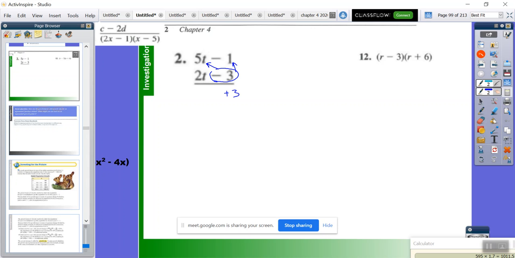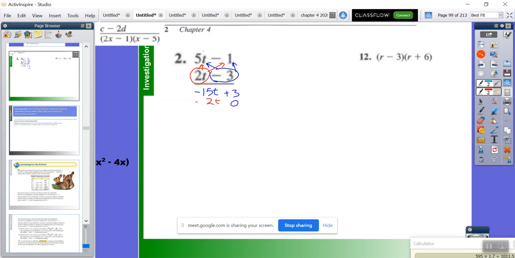What is -3 times 5t? -15t. All right. So then in normal multiplication rules, we put a 0 or a placeholder there, right? Mm-hmm. So then we're going to do the same thing with the 2t. We're going to multiply it. So what's 2t times -1? -2t.